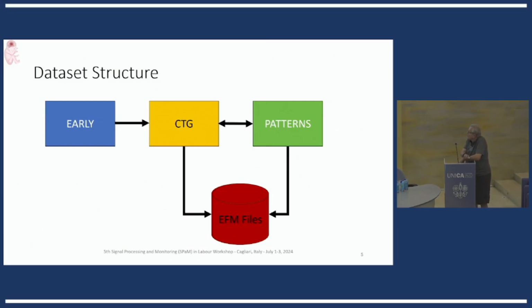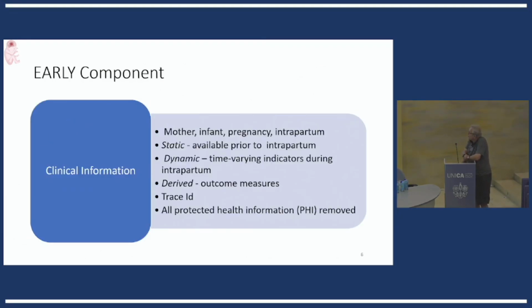A component which we called early, which is essentially all of the clinical information. CTG, which is information about the EFM records and whatnot. Patterns, which essentially is a result of running Perigen's pattern software, which generates information about the patterns in the CTG signals, and then the EFM files themselves, which were stored on disk. A little bit of information about each of them.